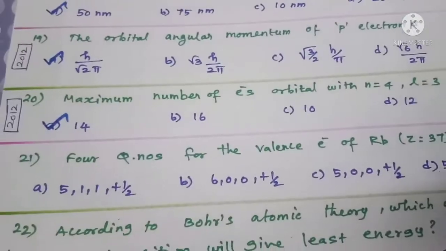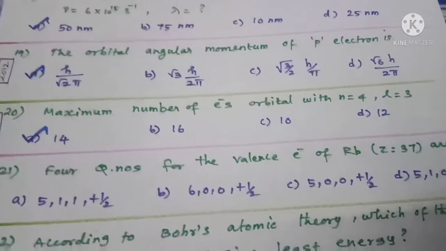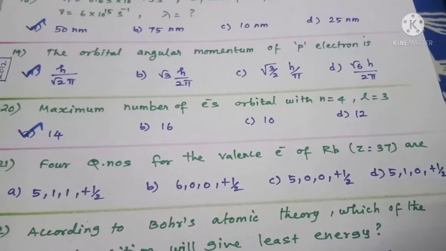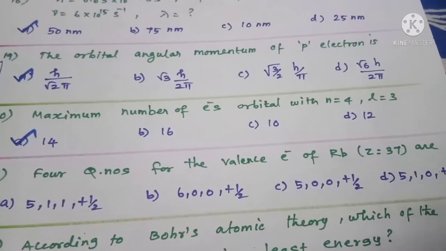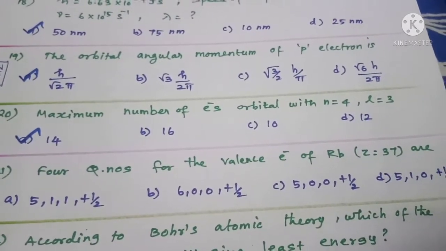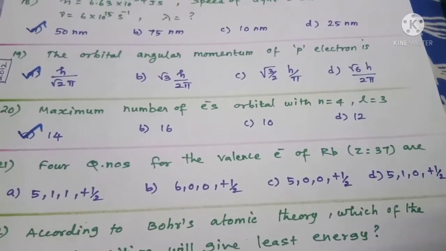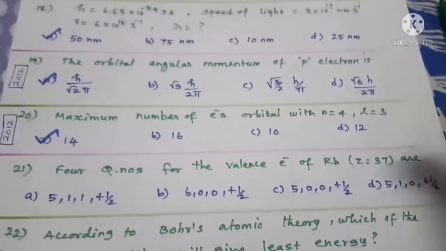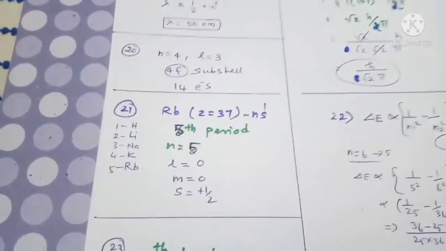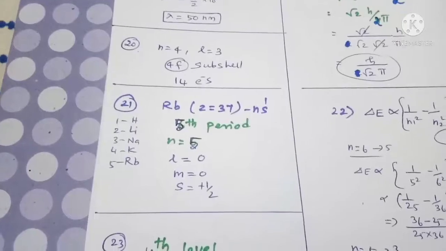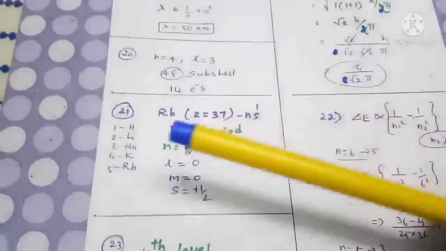Question number 21. Four quantum numbers for the valence electron of rubidium. So you are asked to find out the four different quantum numbers for the valence electron of the element rubidium, whose atomic number is 37. You know very well that rubidium belongs to the first group, so it belongs to the alkali metals.